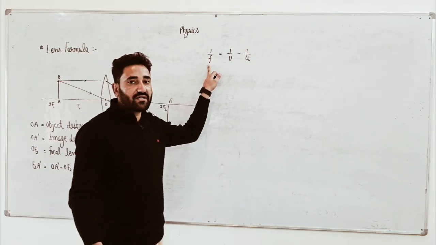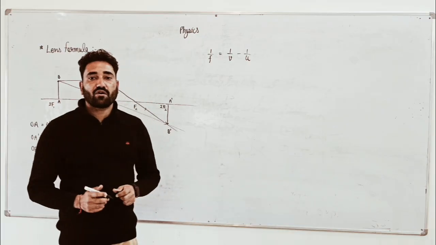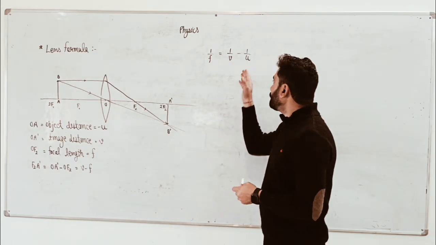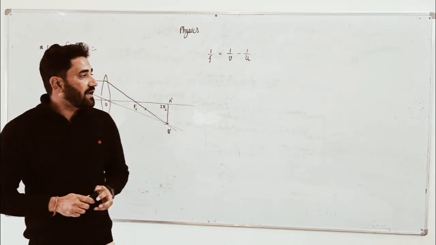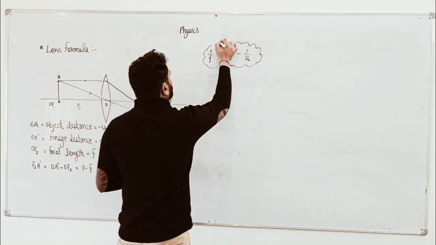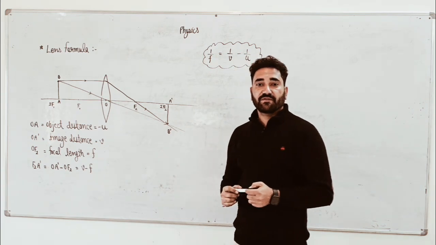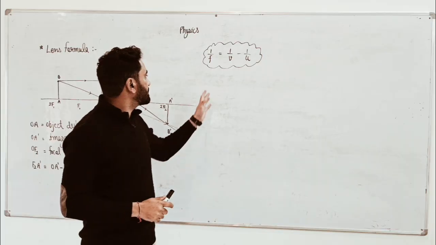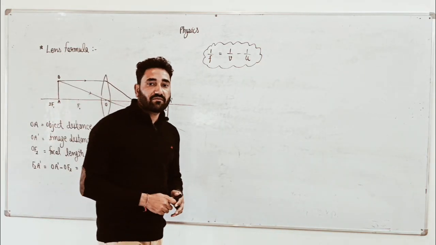F is known as focal length, we represent it by small f. V is known as image distance, it is indicated by V, and U is known as object distance, which is indicated by U. In 10th level, we only write this formula, but we don't talk about its derivation. But in 12th physics, we have to find out how we can calculate this, that 1 upon f is equal to 1 upon v minus 1 upon u.